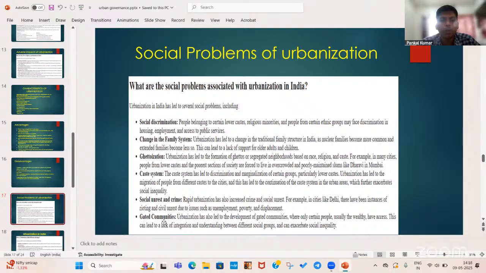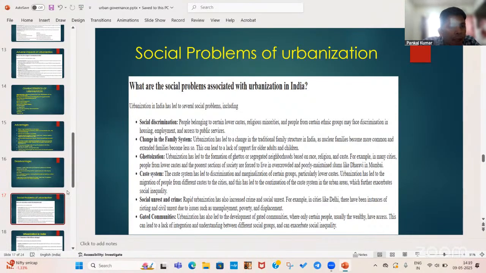Then comes gated communities. Urbanization also has led to the development of gated communities where only certain people, usually the wealthy ones, have access. So this can lead to lack of integration and understanding between different social groups, and can also aggravate the existing social inequality.